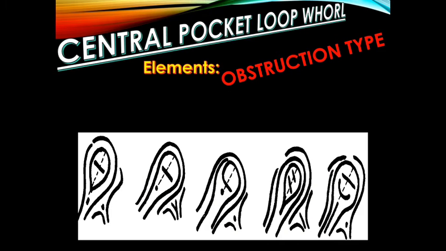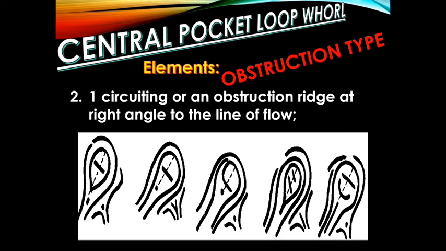Another example on the obstruction type is that the obstruction must be at the right angle to the line of flow in order to be considered a whorl. So a recurve has priority over an obstruction. So this is again our inner line of flow, and if you observe, it creates an angle. Therefore, this is considered as obstruction type of the central pocket loop whorl.